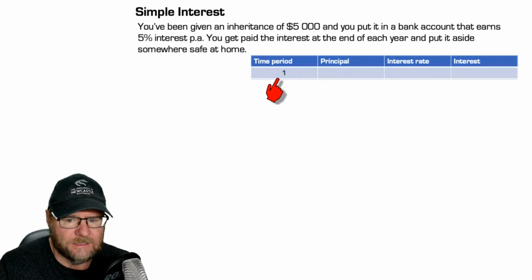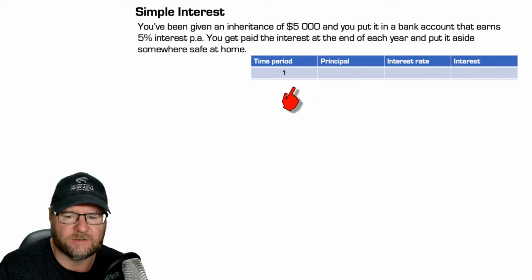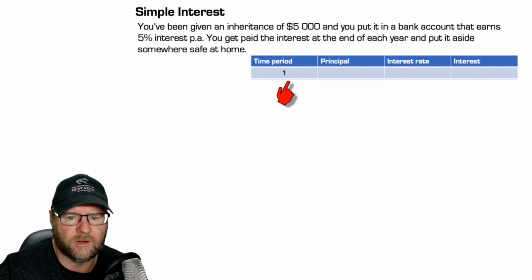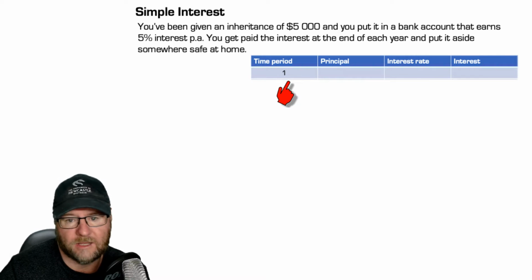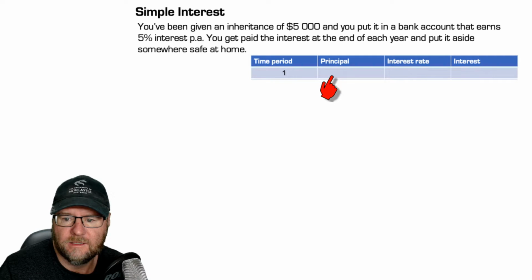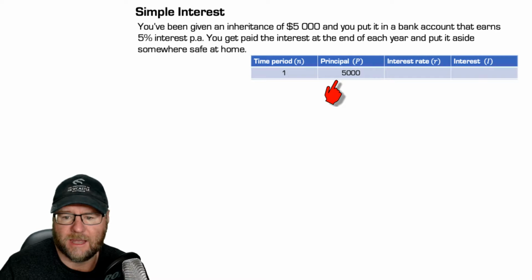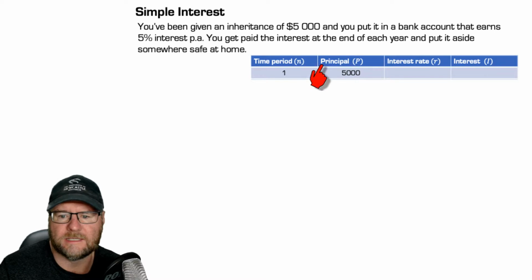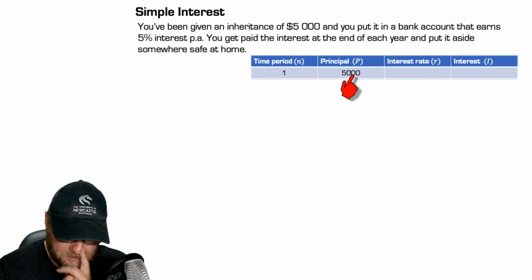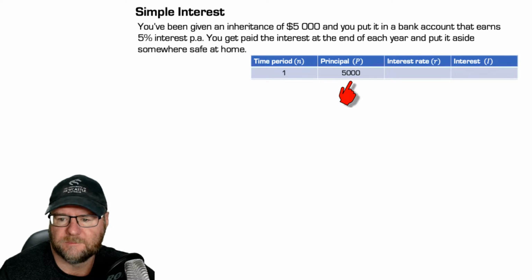So time period, there's some words here. Time period, principal, interest rate, and interest. So the time period is just every period of time that the interest accrues. So we said it's going to accrue every 1 year at the end of the year. So at the end of the first year, our principal, which is the starting amount, so we'll call that P. And we'll look at these letters in a minute, actually. So the principal is just another word for the starting amount in our investment.